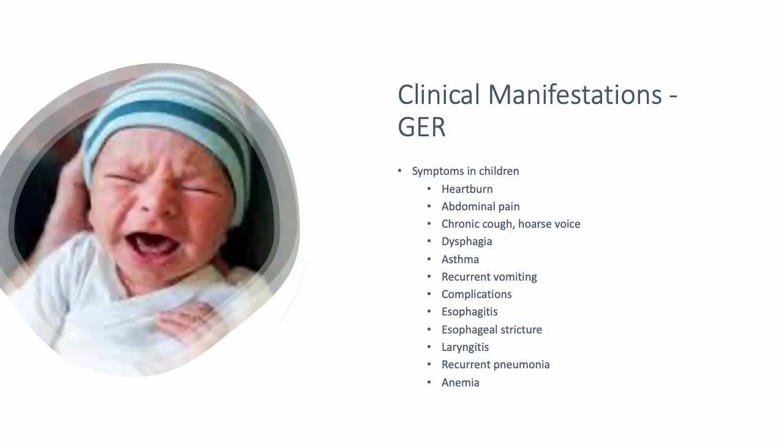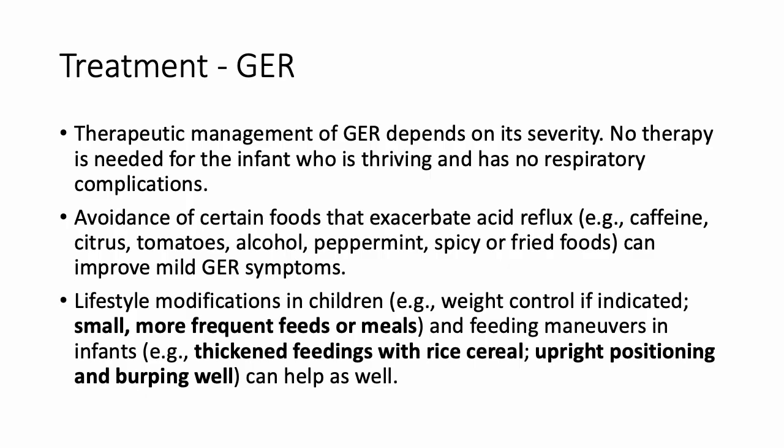Older children will have more similar signs and symptoms of reflux to adults. Children are more likely to reflux when they're laying down or when they have an increased gastric volume, such as right after eating. Therefore, a lot of the lifestyle modifications that we teach parents are to give small, more frequent meals and to burp their children very well. We can also thicken their formula or breast milk with rice cereal, as well as keep them upright for 30 to 45 minutes after feeding.